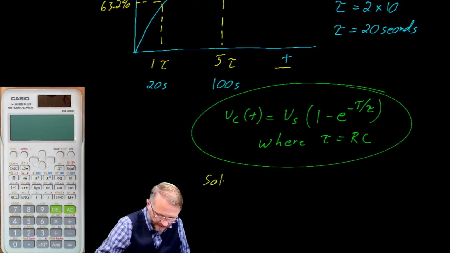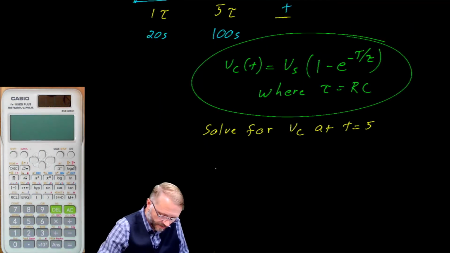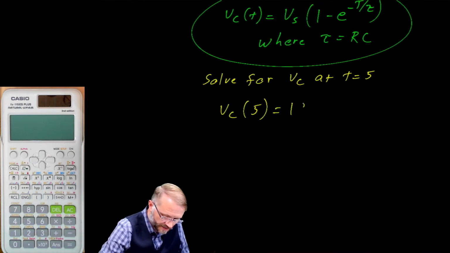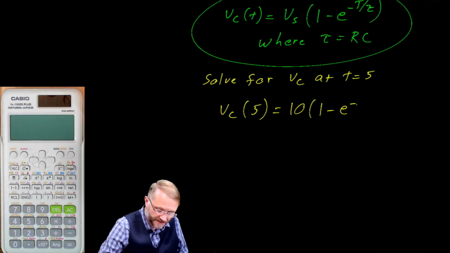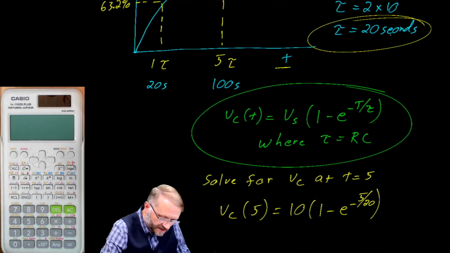So solve for the voltage on the capacitor at t equal 5. That shouldn't be too hard. So the voltage on the capacitor at second 5 is equal to the source, which we defined as 10, times 1 minus e to the negative t, in this case 5, over tau, which we said was 20. Yep, so tau is 20 seconds.